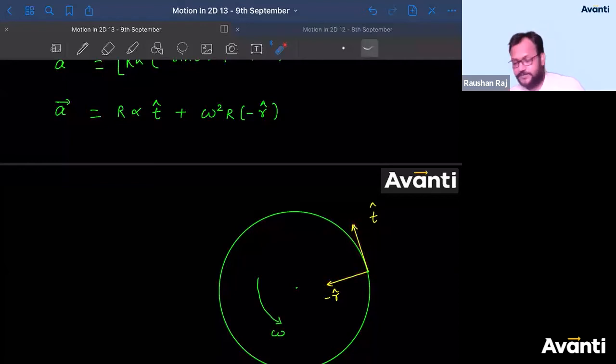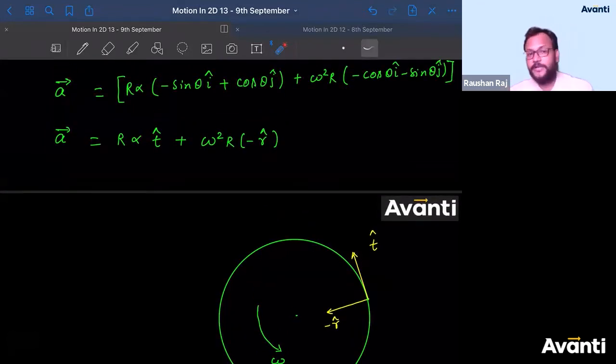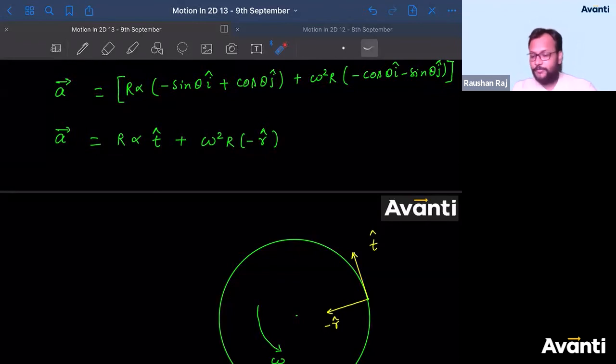Guys, click yes if you have understood these two components. I'll extend the analysis from here, but click yes if you have understood till this point. So how many components of acceleration are you going to get in circular motion? Answer is 2.